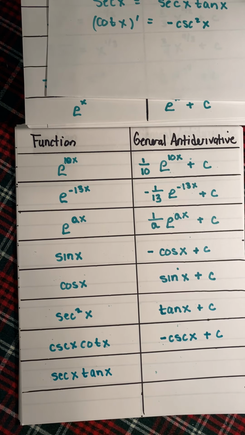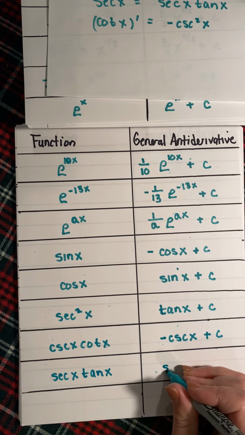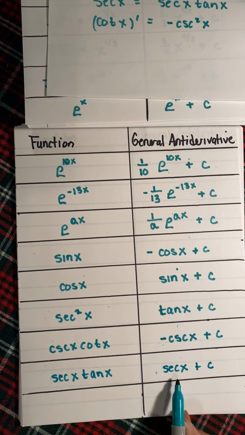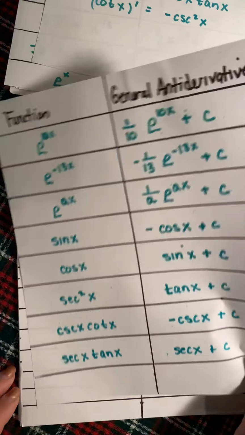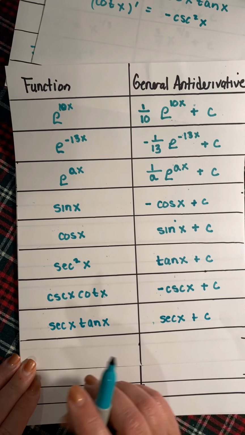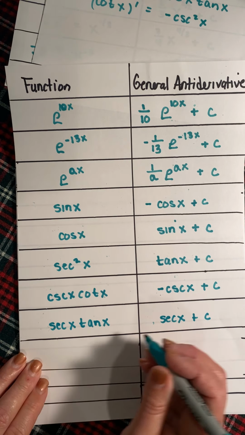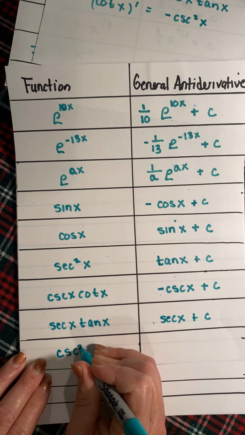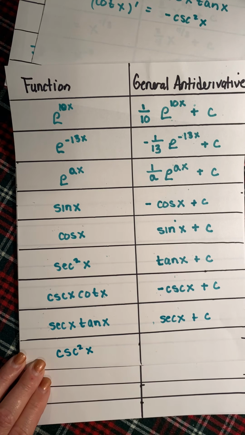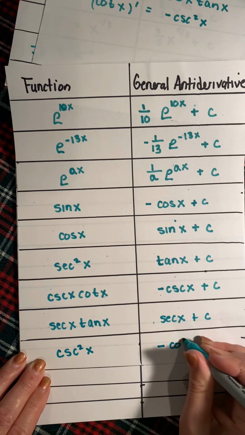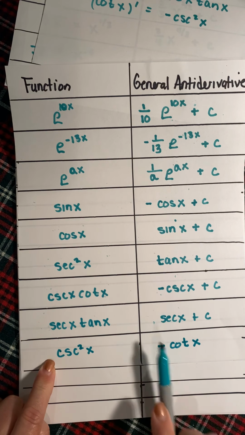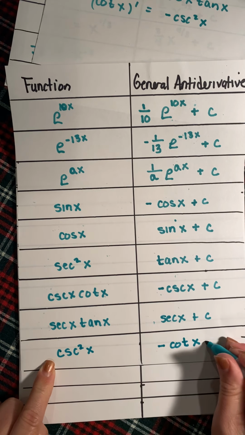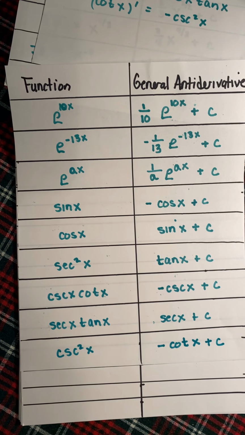Then we have the secant tangent. What function's derivative is secant tangent? Well, it's the secant of x plus c. So the derivative of the secant of x plus any constant is the secant of x times the tangent of x plus 0. And then the last of our trig functions would be the cosecant squared, and the function whose derivative is the cosecant squared is the negative cotangent, because the derivative of the cotangent is the negative cosecant squared, so I have to throw the negative here to counteract that, plus c.